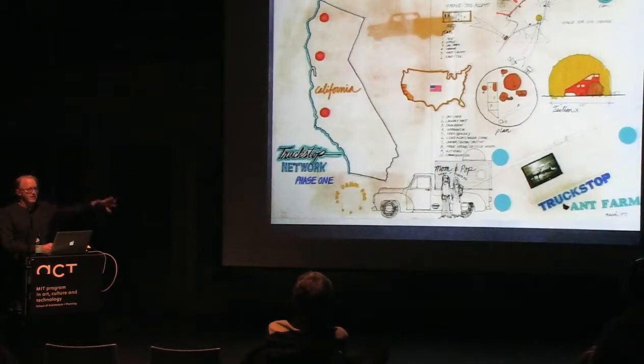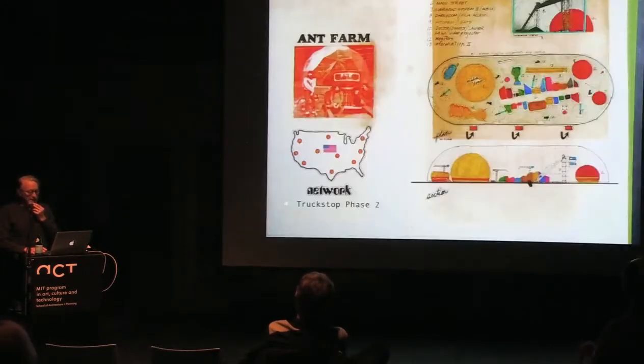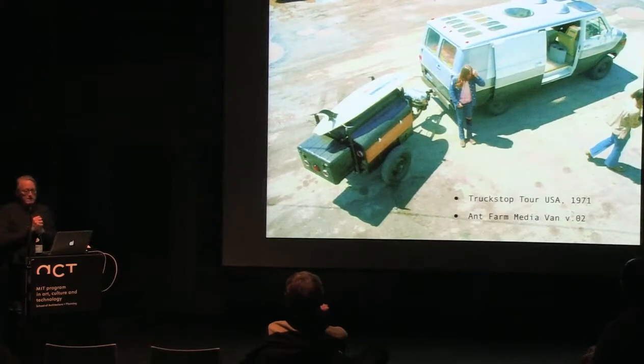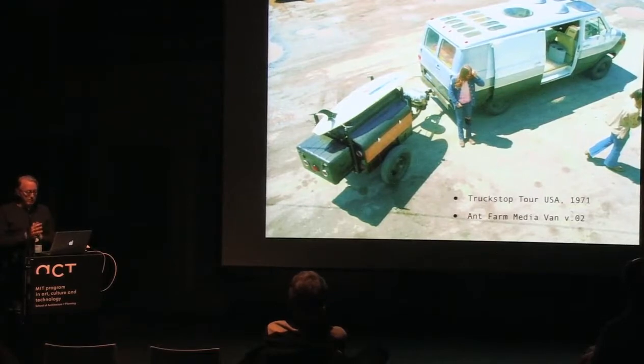And also, we wanted to design a larger network of another form of, let's say, fragmentary urbanism for a community of new nomads who would wander California or the US. And the project was called the Truck Stop Network, and it never got beyond, at this stage, off the drawing board. But we did go out and prototype the idea by creating a tour across the US in 1971, the Truck Stop Tour in the Media Van.